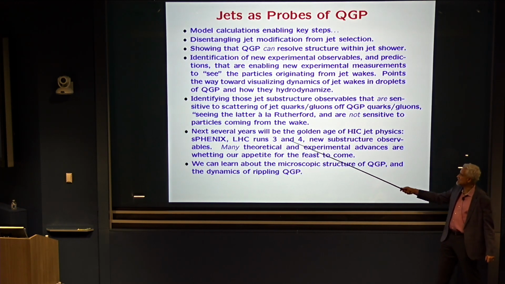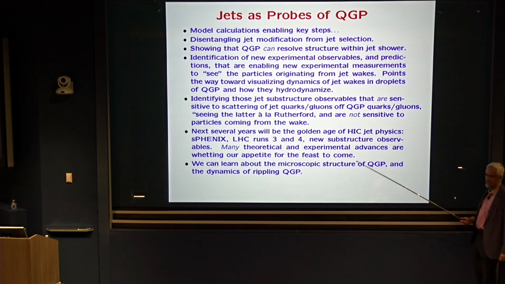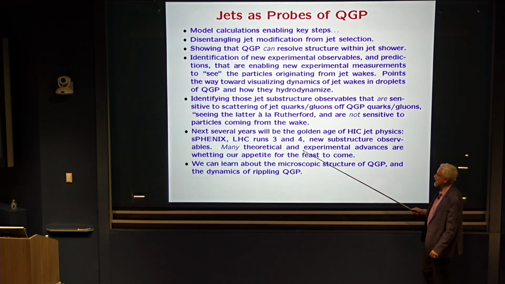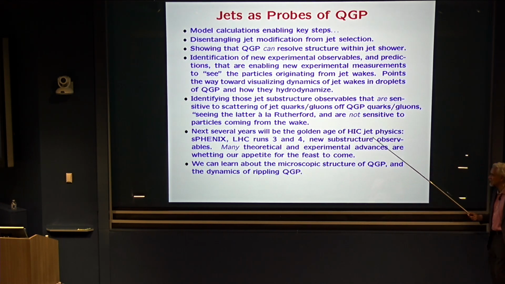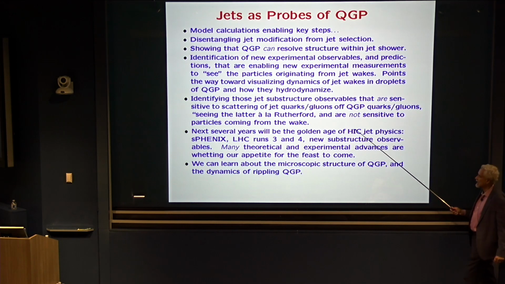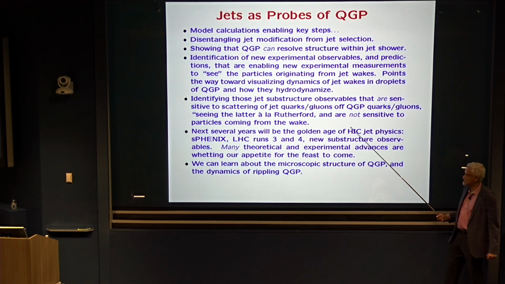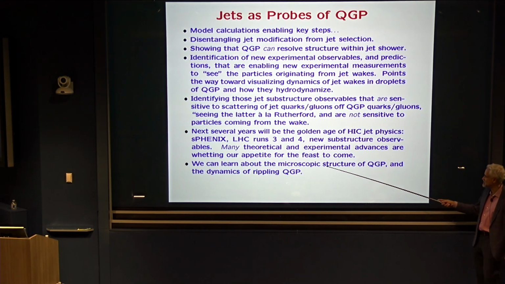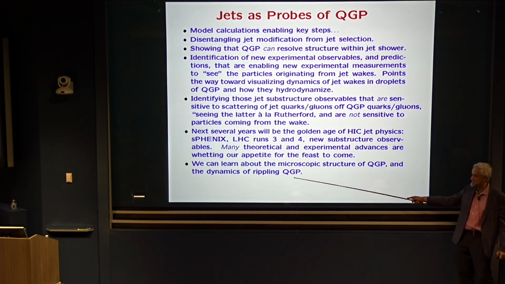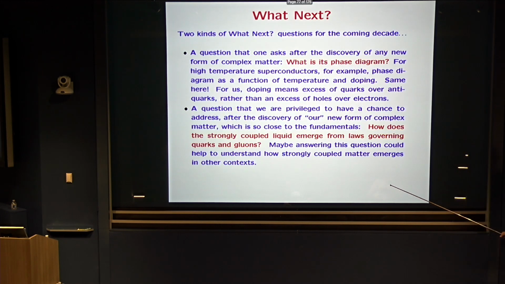The LHC is in the middle of what is called run 3, and then run 4 is to come. These are higher and higher statistics to get more and more photographs of the kinds of rare events in which you have jets of the type that I'm talking about. So we theorists have been busy in advance of these measurements, making the kinds of advances that tell the experimentalists what to look for in order to learn about the microscopic structure of the soup and to see the dynamics of its ripples.